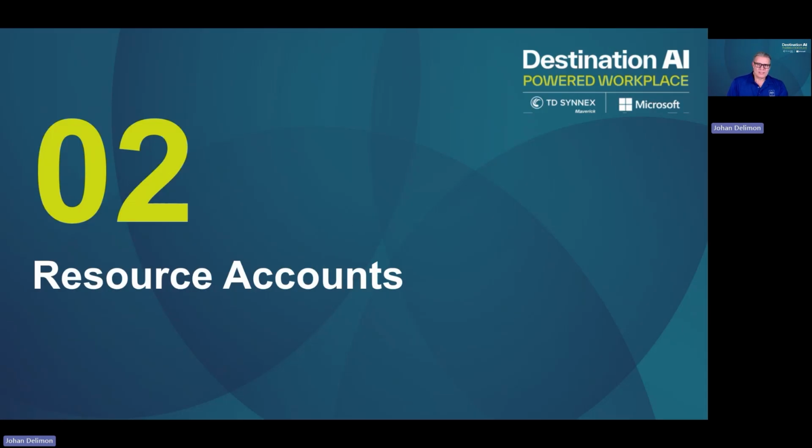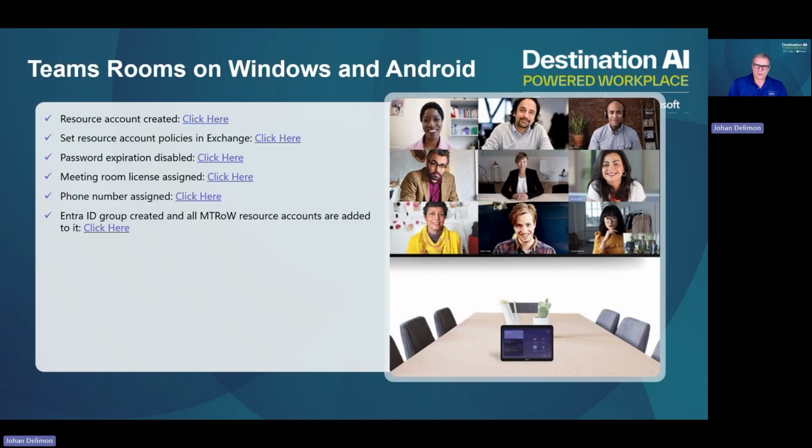So now let's talk about the resource accounts that we need both for Windows and Android meeting rooms in order for the Teams Rooms application to log into these accounts. So what we have to do is create those resource accounts, set the correct policies, meeting acceptations and meeting settings, and then make sure that the password does not expire and assign a license. So that's basically all we have to do. And then optionally the phone number, if you want this, and enable it for voice.